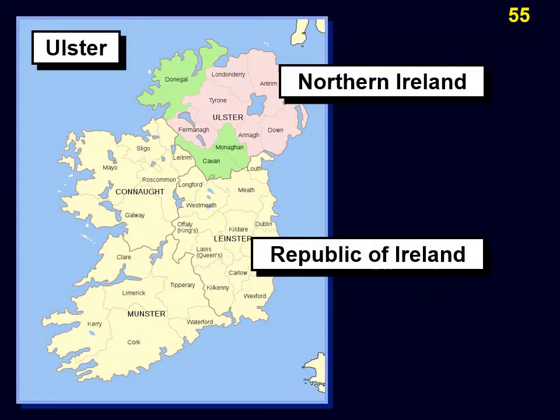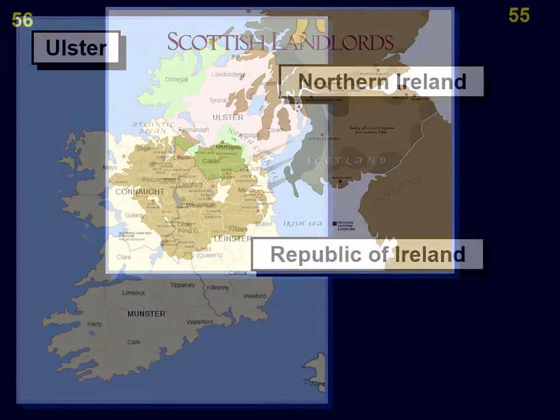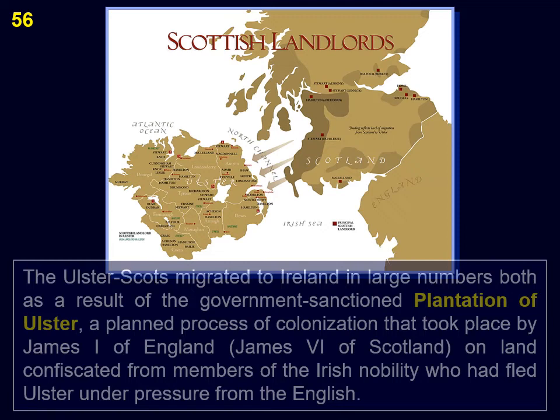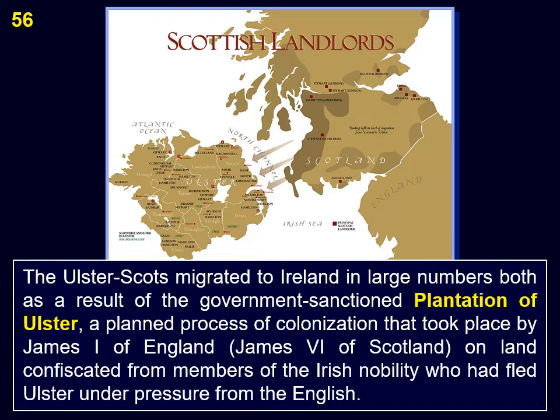This is Ulster, with the Northern Ireland part in pink and the Republic of Ireland part in green. The Ulster Scots migrated to Ireland in large numbers as a result of the government-sanctioned plantation of Ulster, a planned process of colonization that took place by James I of England, James VI of Scotland, on land confiscated from members of the Irish nobility who had fled Ulster under pressure from the English.